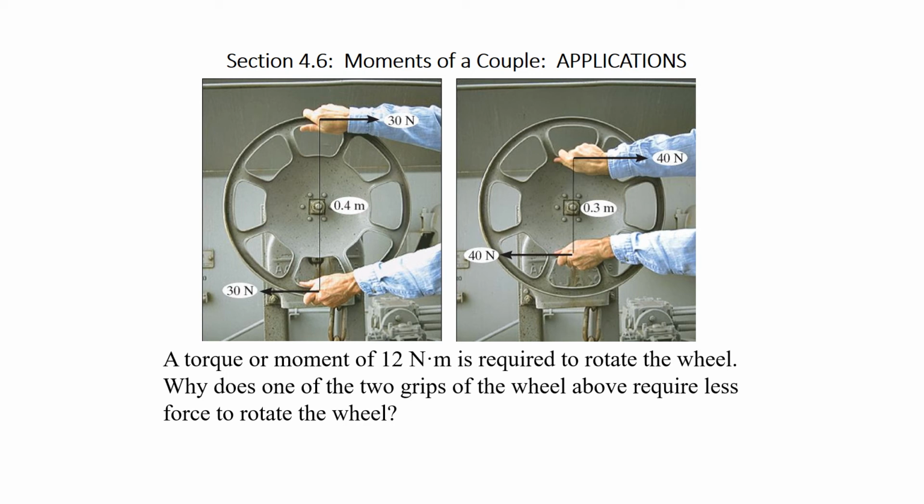Turns out, and maybe you've done something like this so that you know, the answer is the one that's more effective is the one on the left. The larger that separation distance, the greater is your potential for turning the wheel or turning the nut in this case.